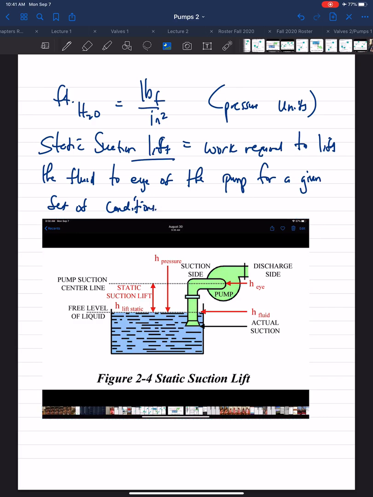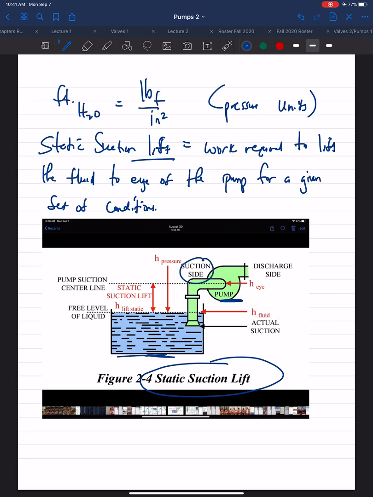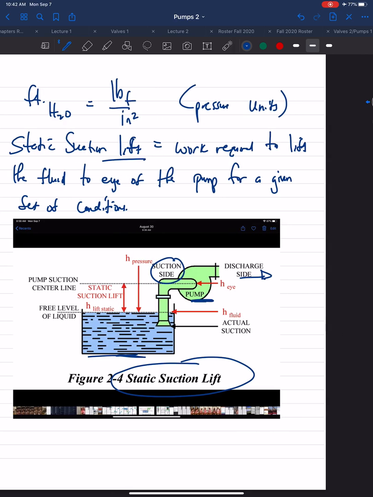So here, suction lift. This is the pump, the source to be pumped, this is the suction side, is below the suction side. So we have to exert some energy to get the fluid up to the pump so we can discharge it wherever we need it to go. So let's define some terms that are used when we're working with static suction lift.